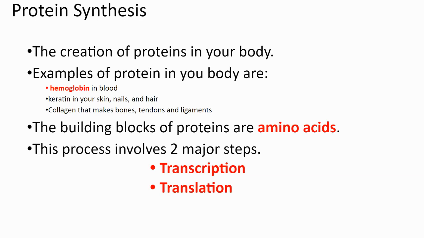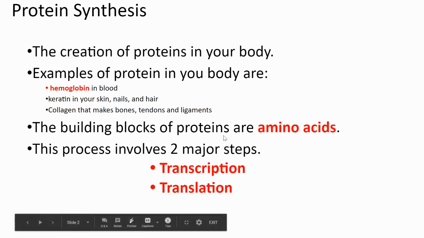Examples of protein in your body are hemoglobin, which carries the oxygen in your blood, keratin in your skin, nails, and hair, or collagen that makes up your bones, tendons, and ligaments. The building blocks, or the monomers, of proteins are amino acids. A chain of amino acids makes one protein.